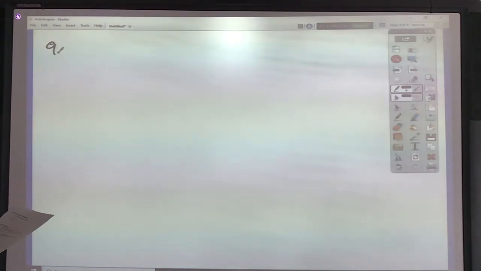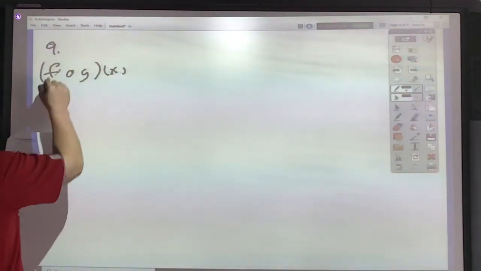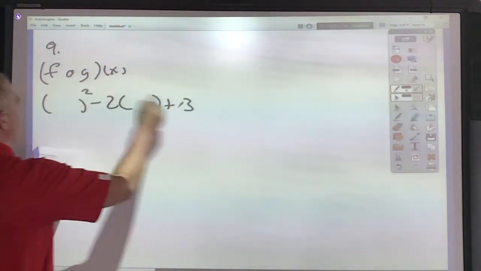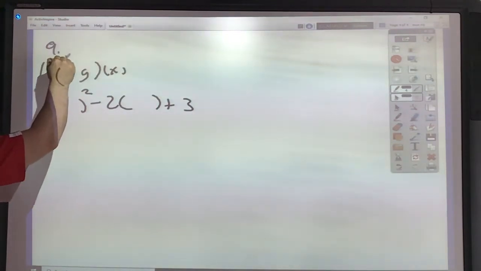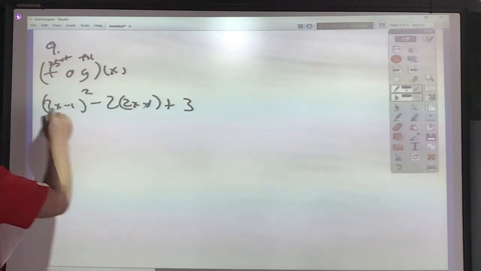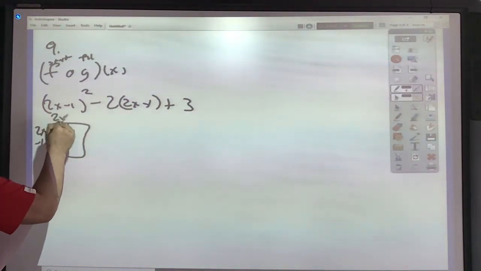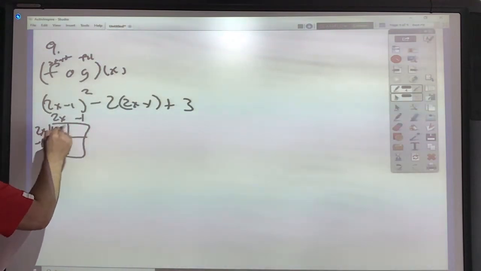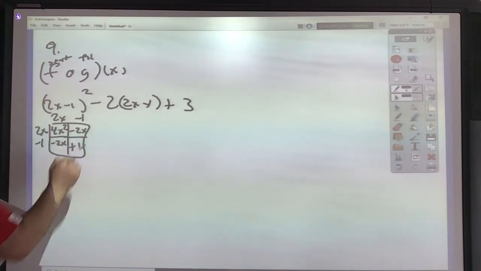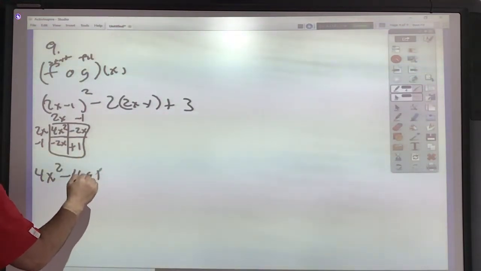Okay, question number 9, they want to start with f of g of x. So I'm going to start with the f function, and then I'm going to fill in this one, which is 2x minus 1, 2x minus 1, all right? So that's the box. So that would be 4x squared, negative 2x. This times this would be negative 2x, this times this would be 1. So I got 4x squared minus 4x plus 1, okay?